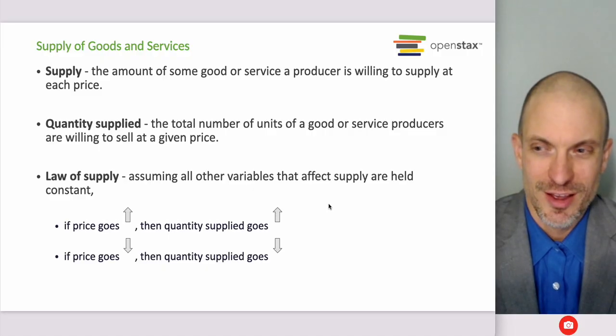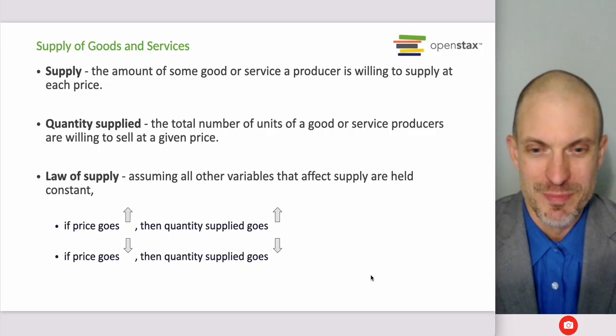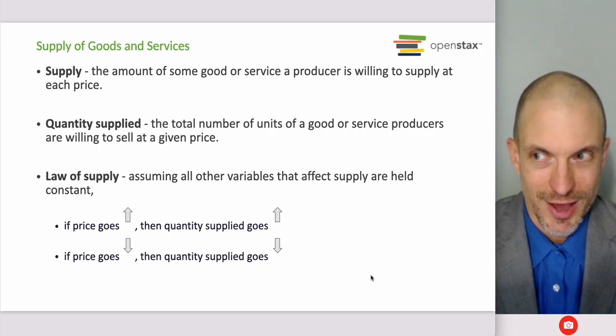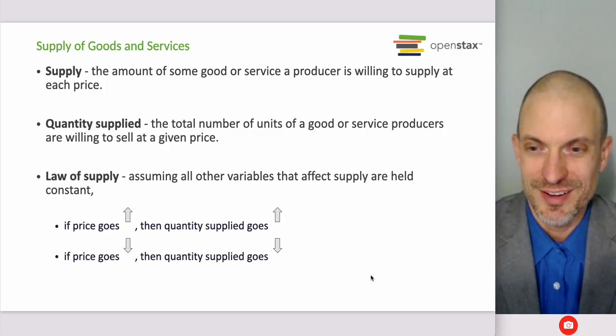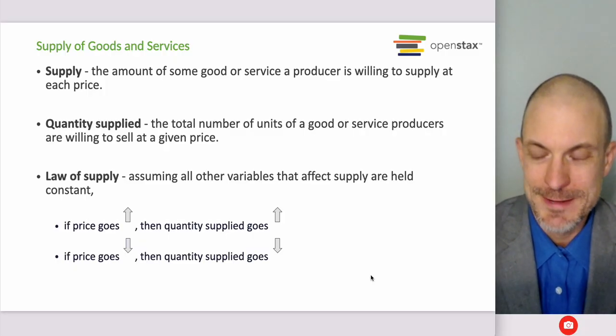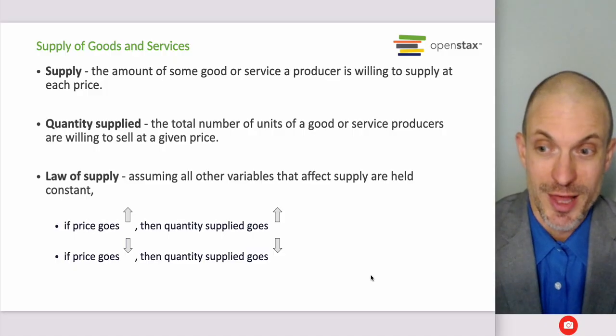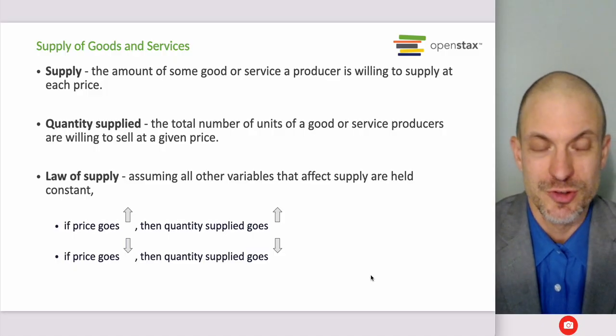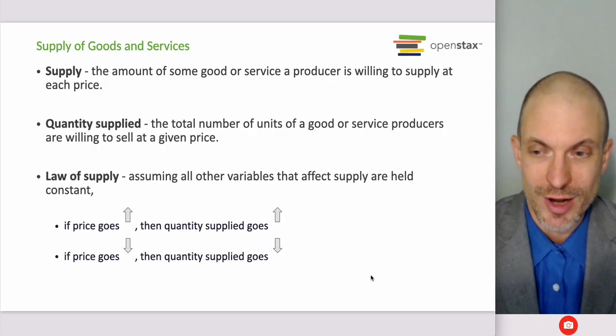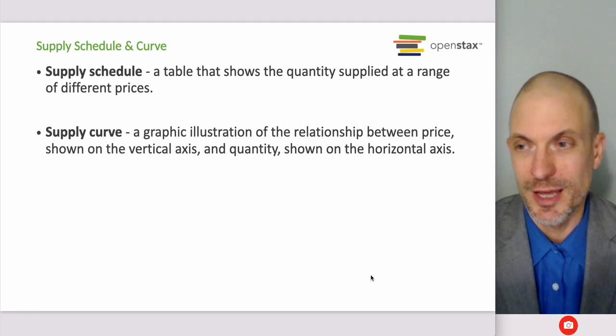We could also get a vertical supply curve if the total amount is fixed, so that it doesn't matter how high the price goes. You can't bring any more to the market. That'd be a perfectly inelastic supply. But anyway, I just wanted to point that out. Yes, the law of supply is as price goes up, quantity supplied goes up. There's a positive relationship, or a direct relationship, between price and quantity supplied.